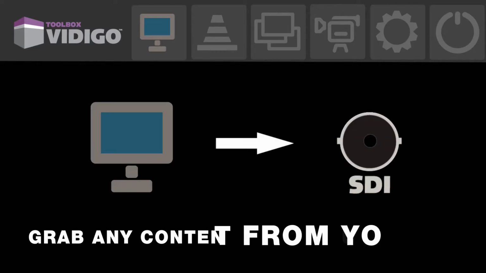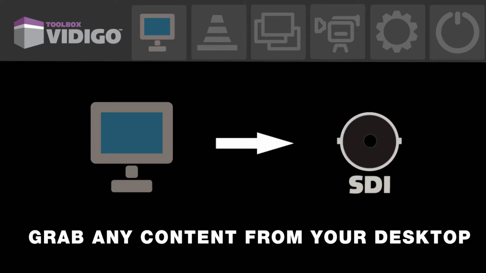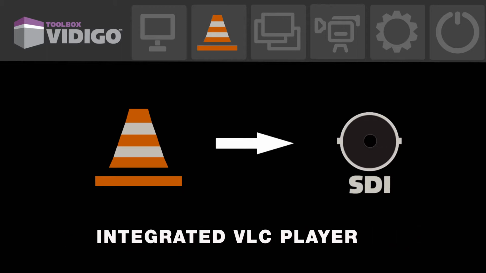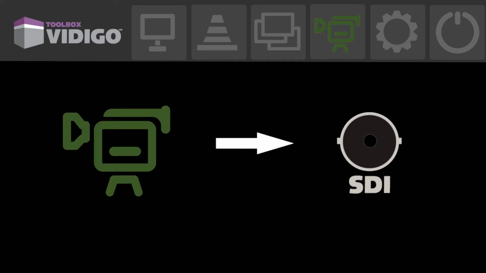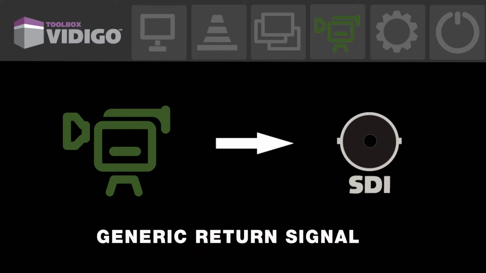Use the content from your desktop without using a scan converter. Bypass time-consuming re-encoding for last-minute videos. Create a playlist of stills and apply the so-called Ken Burns effect. Use a selected SDI source as return signal for video conferencing.